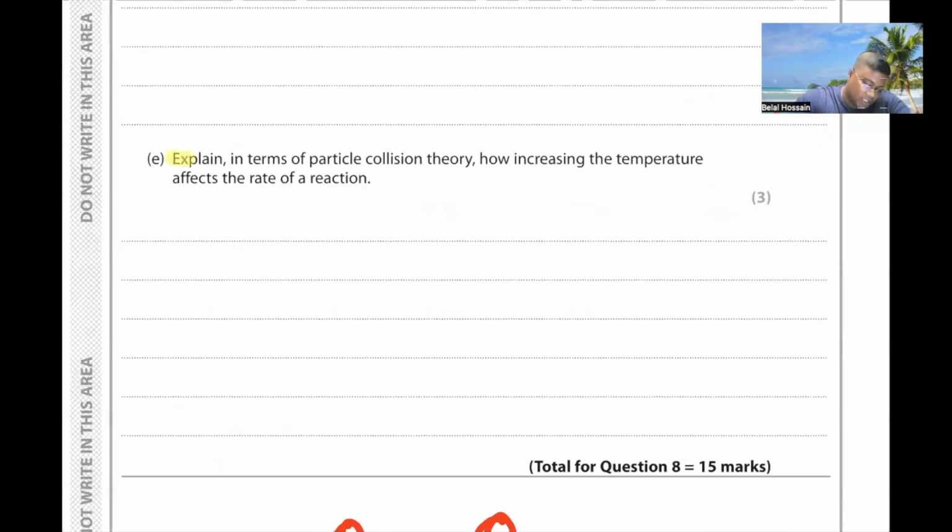Part E. Explain in terms of particle collision theory how increasing the temperature affects the rate of reaction. So basically, at higher temperature, particles have more kinetic energy. So whenever particles have more kinetic energy, they're going to move more and there will be more successful collisions per unit time. And as a result, the rate of the reaction will increase.